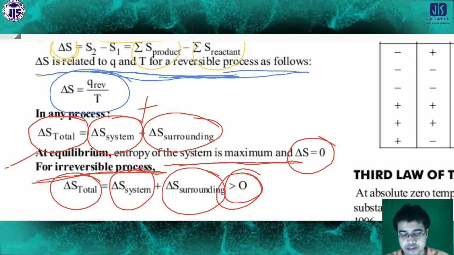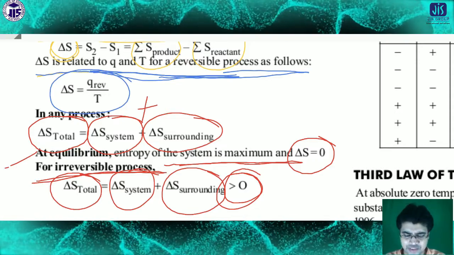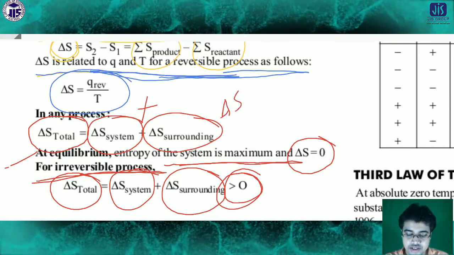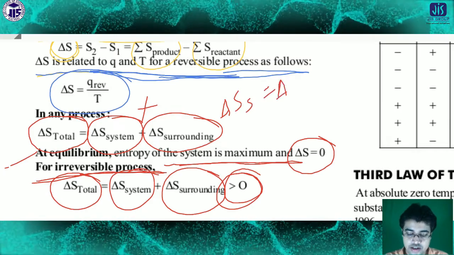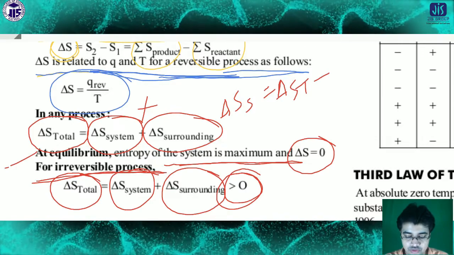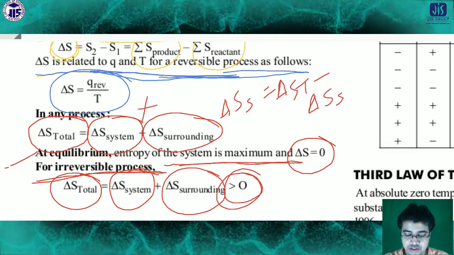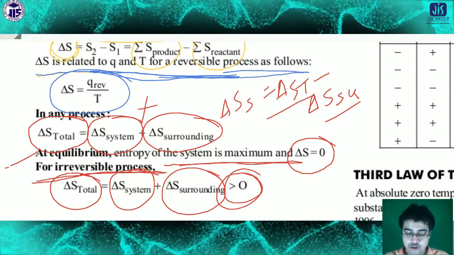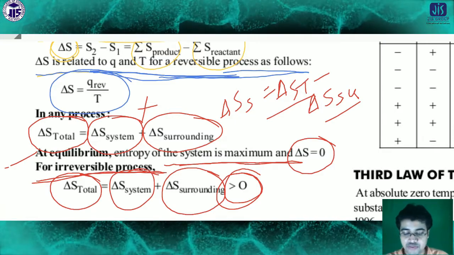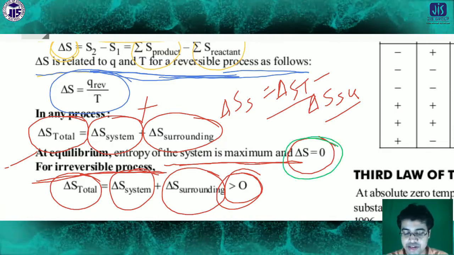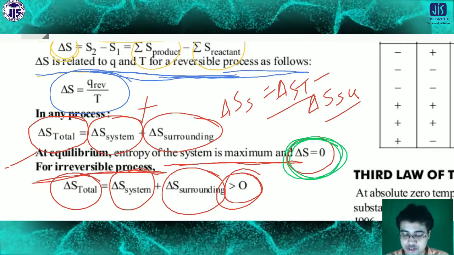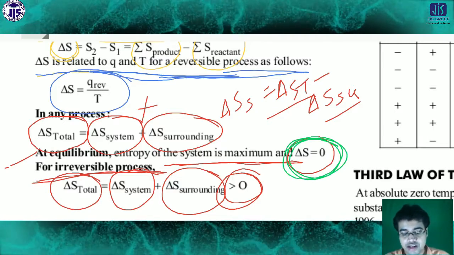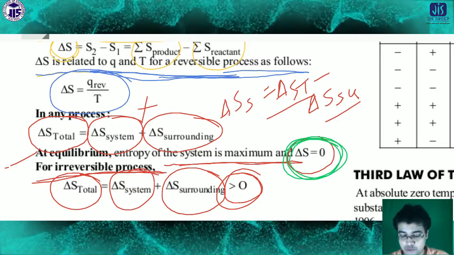If you want to calculate delta S system, you can write delta S system equals delta S total minus delta S surrounding. In this way you can calculate delta S system. Now you have to keep in mind that these facts are very, very important: at equilibrium delta S equals 0, and for an irreversible process delta S total is greater than 0. These facts you also have to keep in mind.